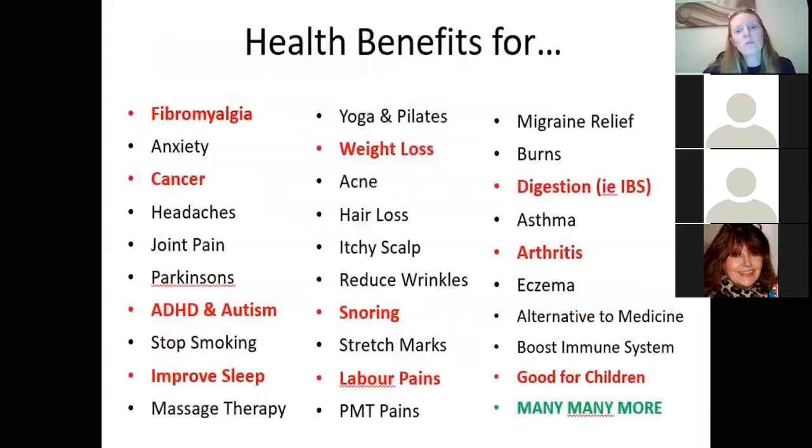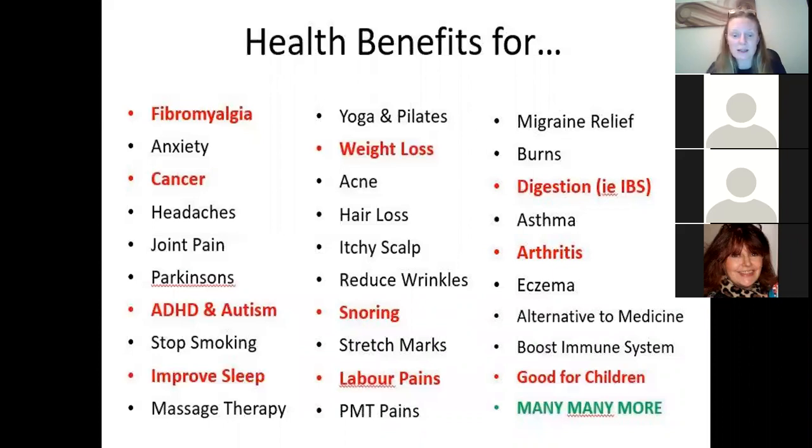So just some of the health benefits that we have been able to help people with by using the oils. One of the biggest ones has been anxiety. That is really one that a lot of people have come to us for, and we've been able to really help people with their anxiety. For example, lavender is a really great one for anxiety, to help you cope throughout the day.